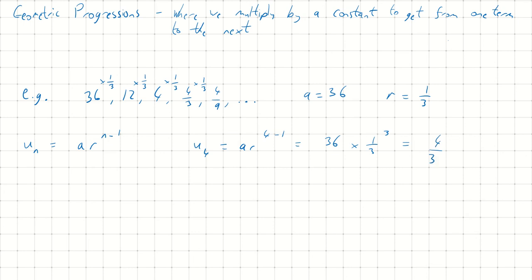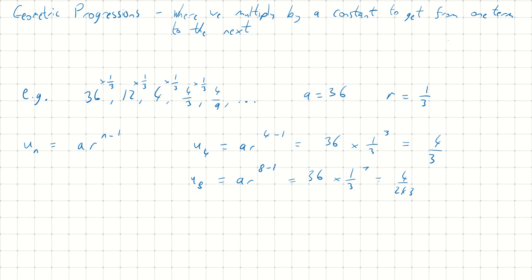Obviously, we can work out the fourth term easily, we worked it out earlier, but if you wanted to work out the 50th term, or the 20th term, or whatever, then using a formula is a lot easier than just writing down the whole sequence. So let's do another example. The 8th term, u_8, is a r to the 8 minus 1, which is 36 times 1/3 to the 7, which is 4/243. So that's the nth term formula.